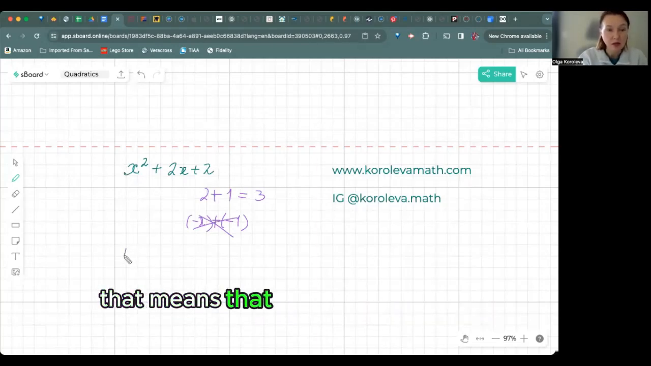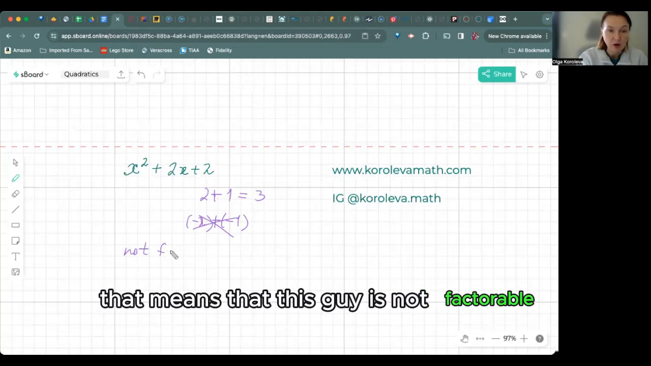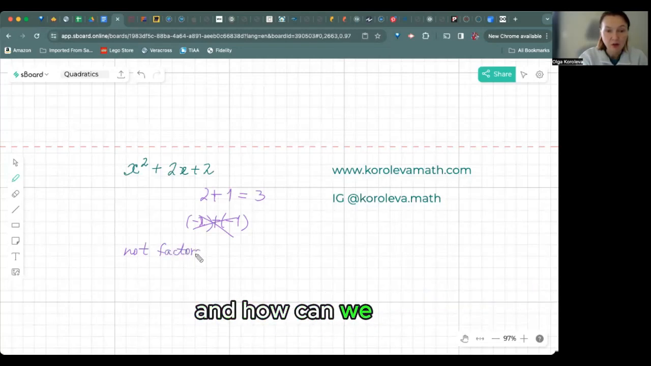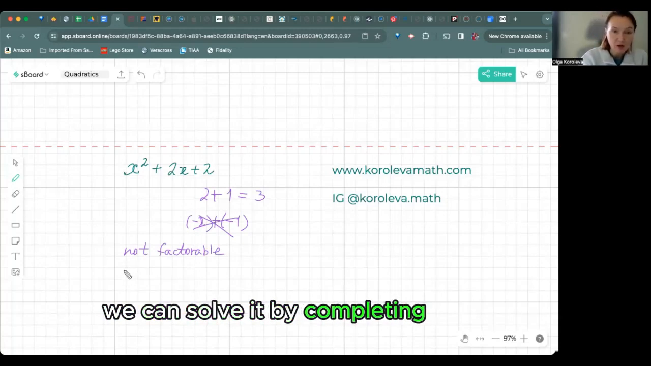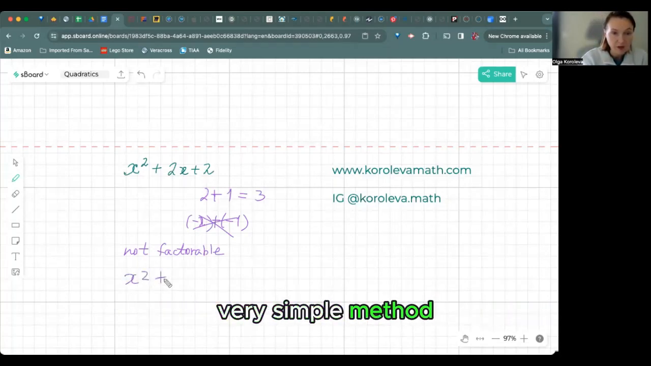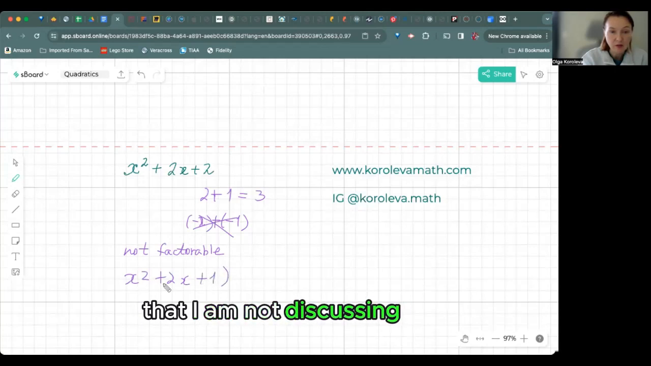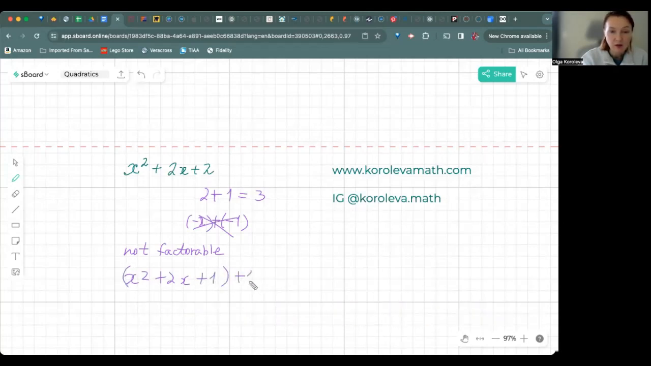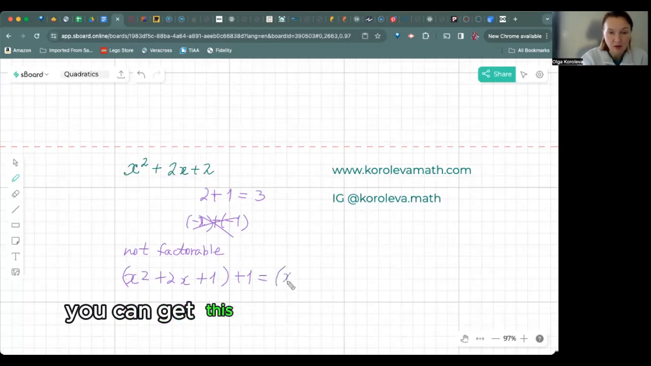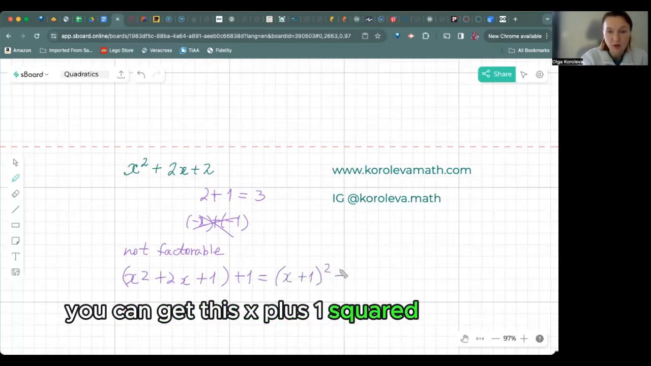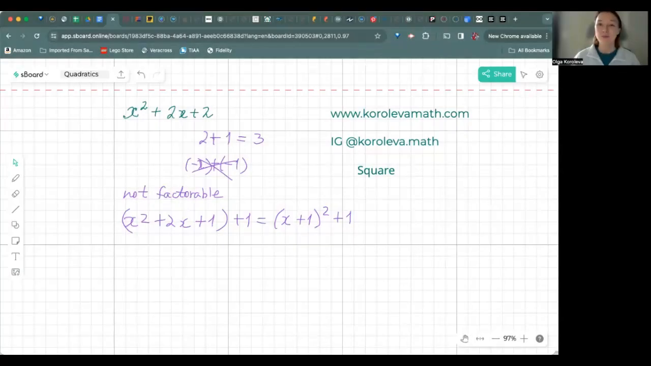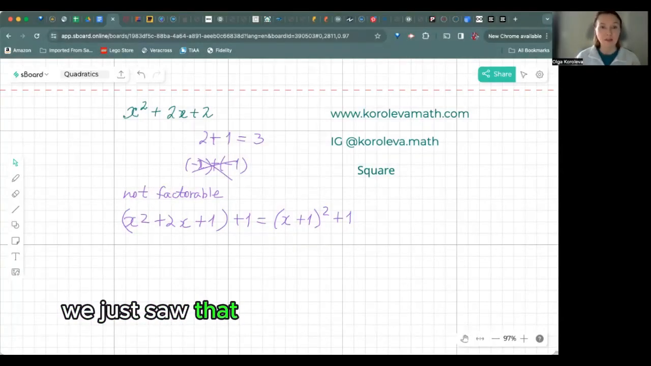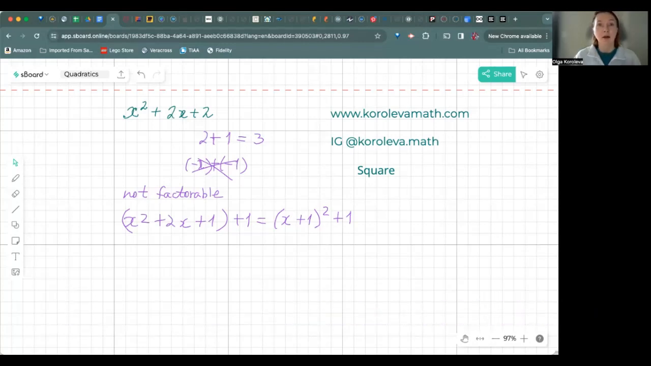So what does that mean for us? That means that this guy is not factorable. And how can we solve it? Not factorable. We can solve it by completing the square. A very simple method that I am not discussing right now. You can get this x plus 1 squared and then plus 1. And then we can solve it from there. We just saw that this expression is not factorable. And if you want to do something with it, we need to complete the square.